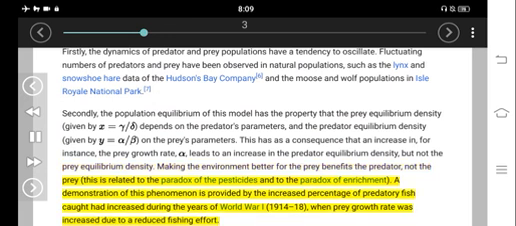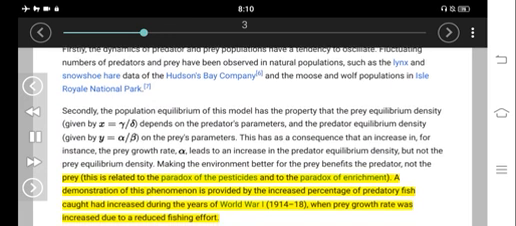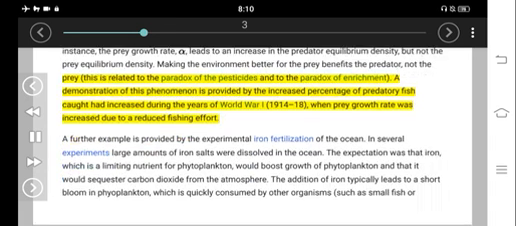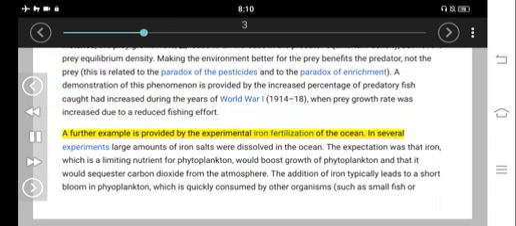A demonstration of this phenomenon is provided by the increased percentage of predatory fish caught during the years of World War I, 1914-18, when prey growth rate was increased due to a reduced fishing effort. A further example is provided by the experimental iron fertilization of the ocean. In several experiments, large amounts of iron salts were dissolved in the ocean. The expectation was that iron, which is a limiting nutrient for phytoplankton, would boost growth of phytoplankton and that it would sequester carbon dioxide from the atmosphere.